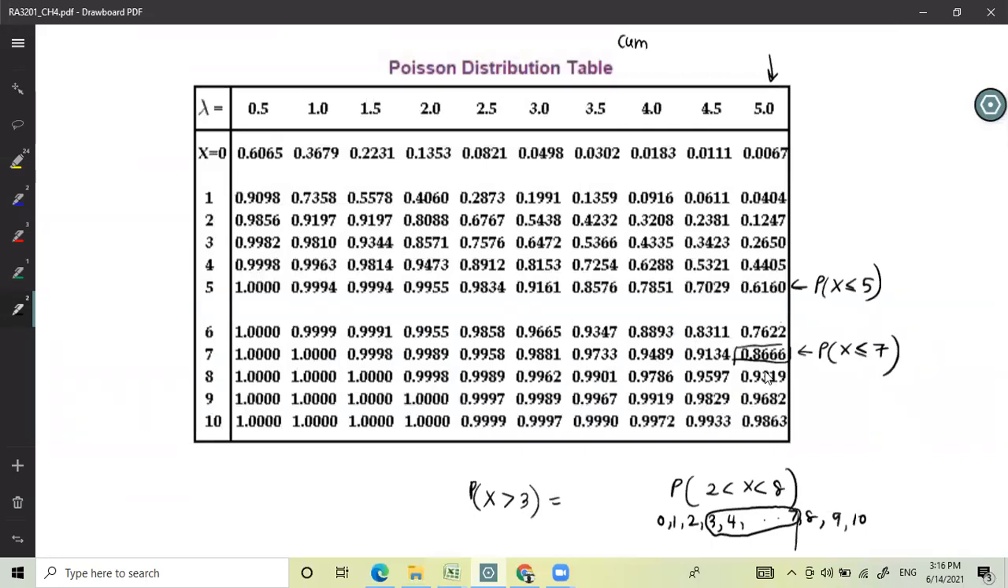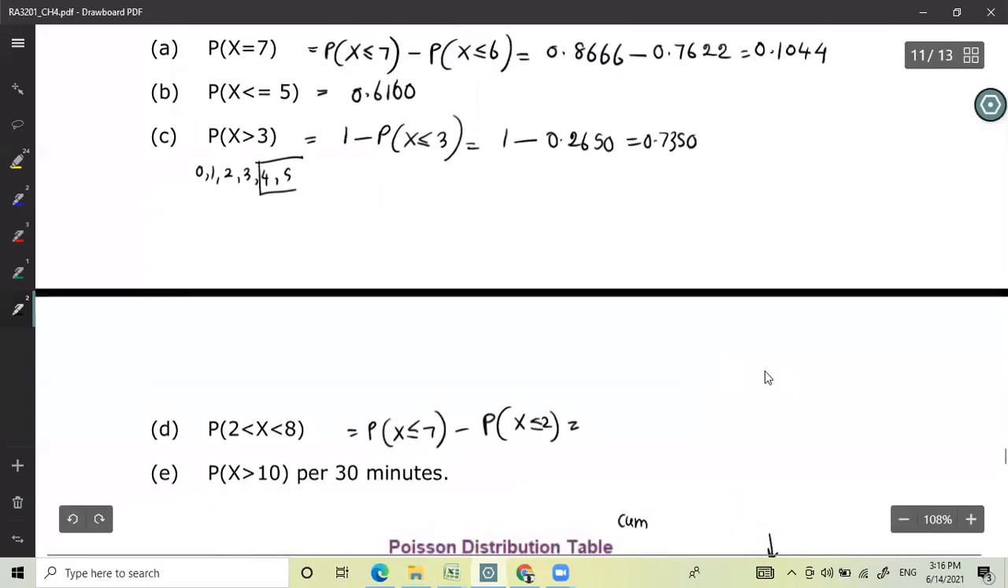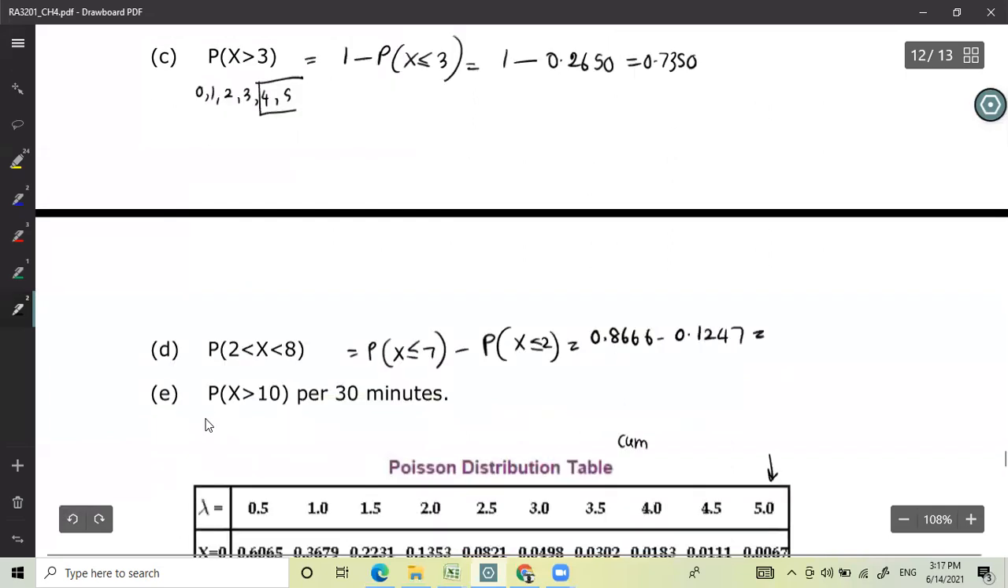0.8666 minus 0.1247. Right? Okay, you can find it. Right. Now let's move on to part E because it's different.